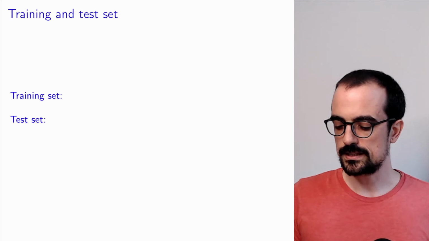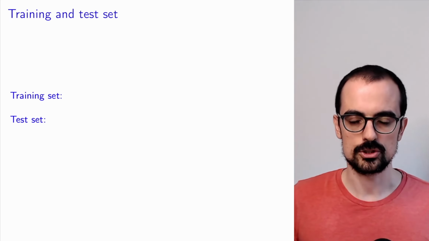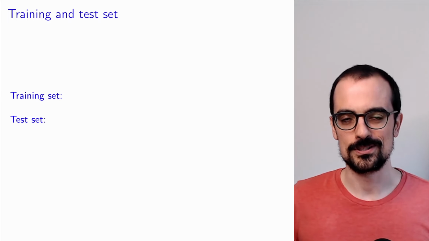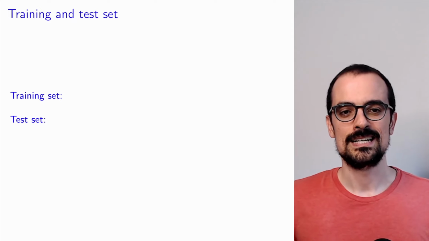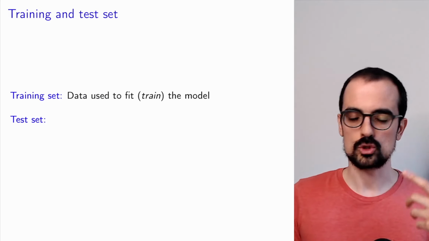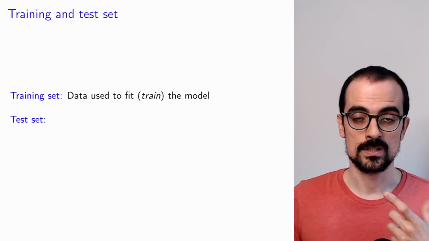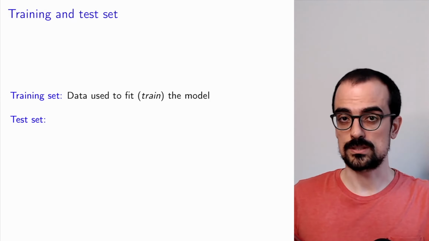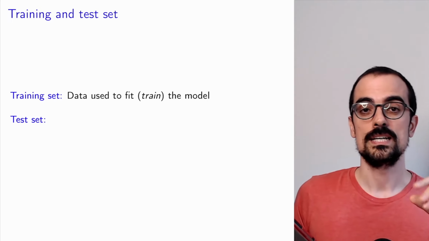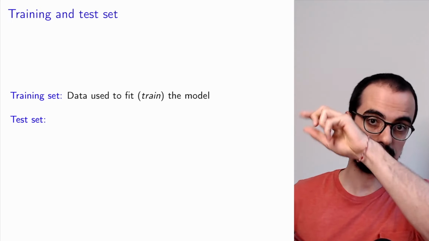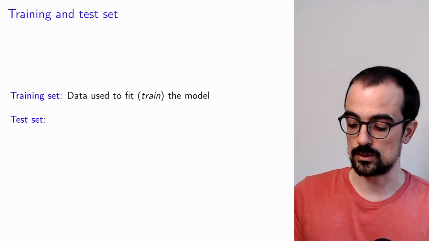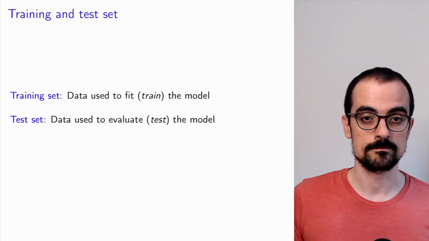And here, just to make sure that we have our machine learning lingo in order, the training set is the data that we use to train or fit the model. And then we fix that model, we don't touch it anymore. In the case of the parametric model, we don't touch the theta anymore. In the case of the non-parametric model, we just keep that PMF, we don't touch it. Then we evaluate it on new held out data, which we call the test set.